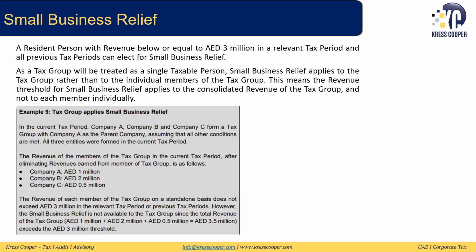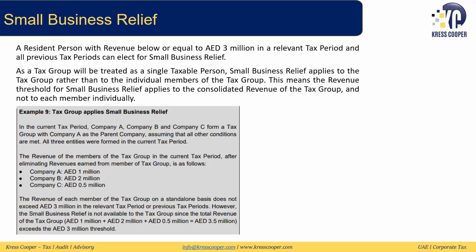Then we had also discussed small business relief. Small business relief is available where the revenue is below or equal to 3 million in a tax period. Now we will have to look at this at a group level, so we cannot look at the companies separately. Let's take the example here. Company A, B and C are there in the tax group.